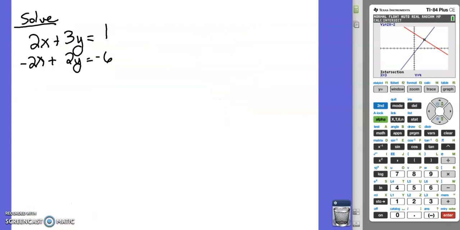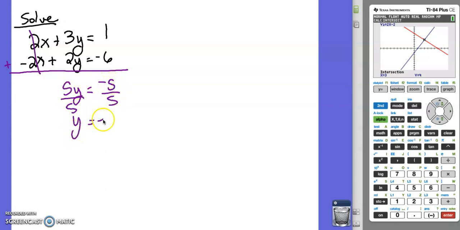So let's look at this one. Again, I'm going to notice that the x's, y's, and numbers line up, and I'm going to simply add them. Add the x column. Notice 2x minus 2x, they cross each other out. 3 plus 2 is 5y, and then add the numbers together, I'm going to get negative 5. Divide both sides by 5. And y is negative 1.